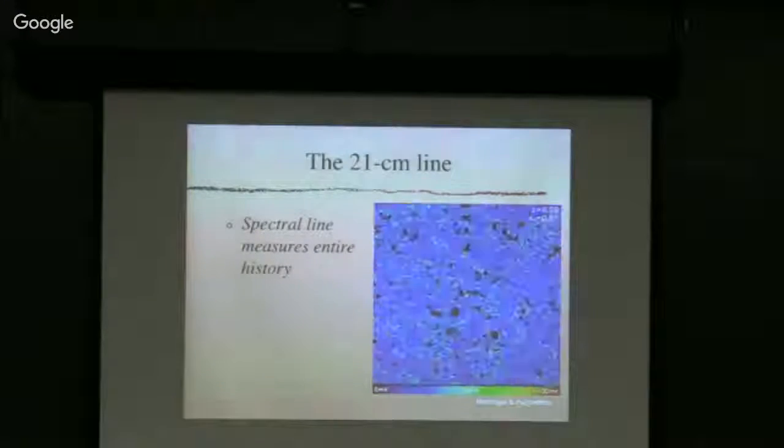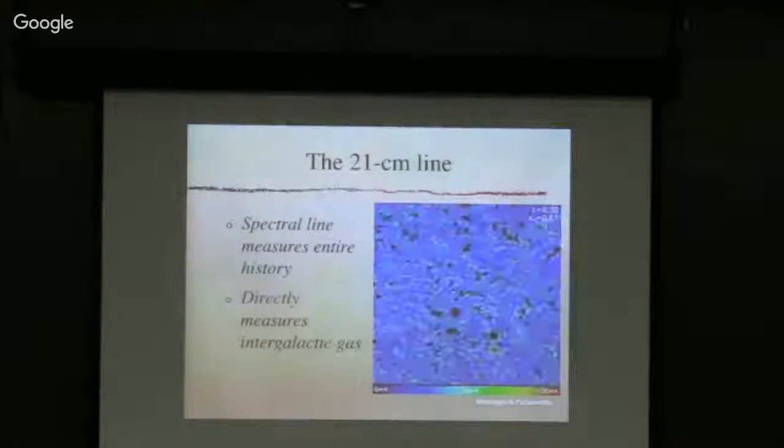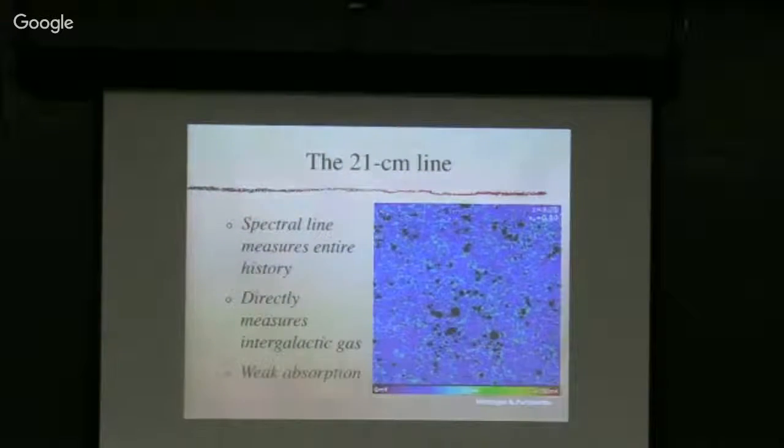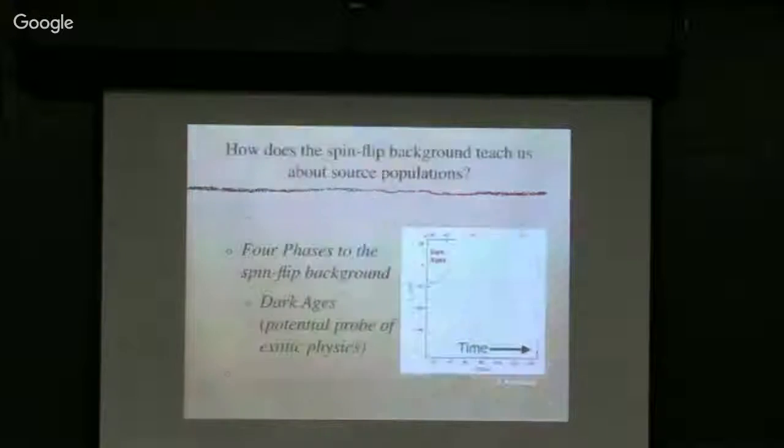So this is the intensity of this 21 centimeter background as reionization progresses, and the black blobs here are the ionized bubbles growing. This is also nice because the galaxy surveys measure the sources. This is looking directly at the intergalactic gas, and so together we can learn more than we can individually, and I'll mention that in a little bit. And finally, because it is such a weak transition, we can go all the way back to even before reionization and look at a large swath of the universe's history.